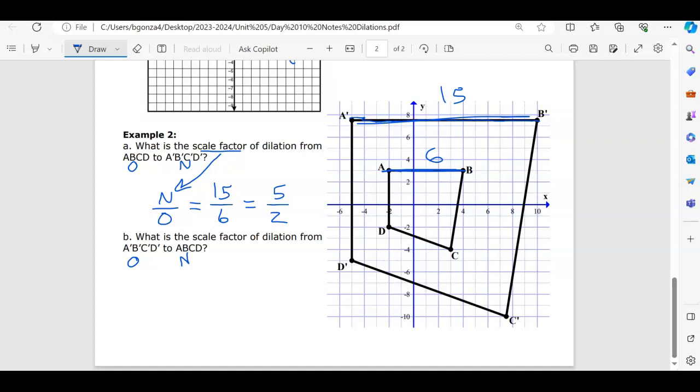And then B, you're going to do it the other way around. The new scale factor is new over original. A, B, C, D without the primes is 6 over the primes is 15. And obviously this one is just flipped. But when you reduce it, you should get 2 over 5. Okay? So keep those notes.